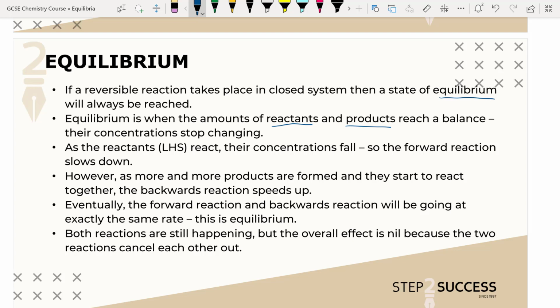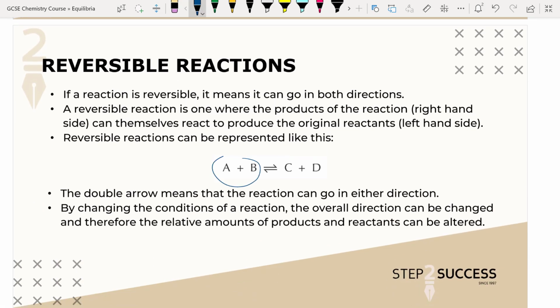So this is how it happens. As the reactants, the left-hand side originally, react, their concentrations fall. So we start with a lot of them, the amount of the reactants falls. And so the forward reaction slows down. So if we start with lots of A and B, initially it's a really fast reaction, but then gradually as A and B gets used up, it starts to slow down.